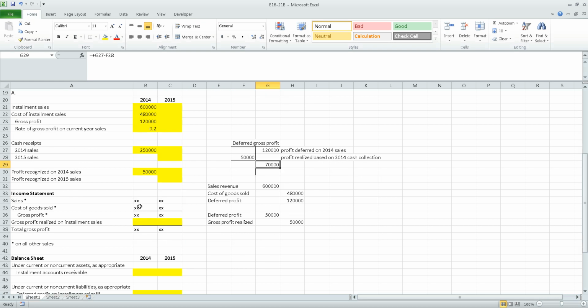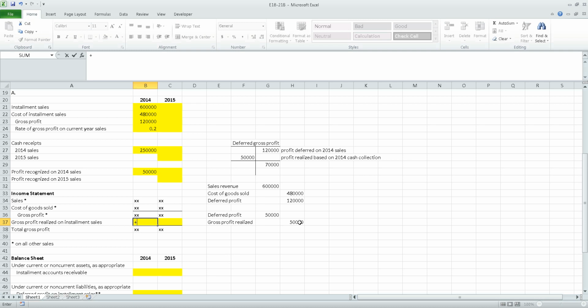Okay, so here's how all that stuff's going to map into our 2014 financial statements. We're going to have sales revenue of some amount from all other sales, excluding these sales here. Cost of goods sold relating to all other sales other than the installment sales. Gross profit on all other sales other than the installment sales.